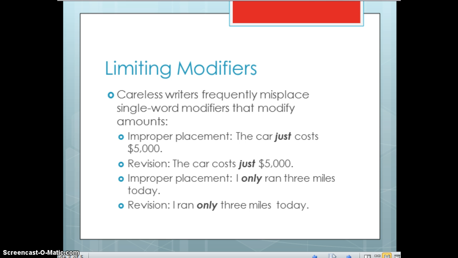So careless writers will frequently misplace single word modifiers that modify amounts. Okay, we're working with money, distance, anything like that. So an improper placement of a limiting modifier is, the car just cost $5,000. You know, millionaires would probably think that, but for some of us hardworking folks, $5,000 is a lot of money, and we don't really appreciate the placing of that modifier just. So we'd want it to say, the car cost just $5,000.